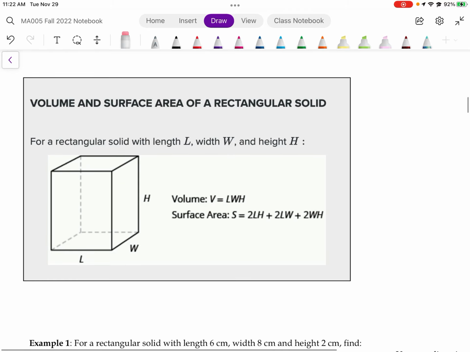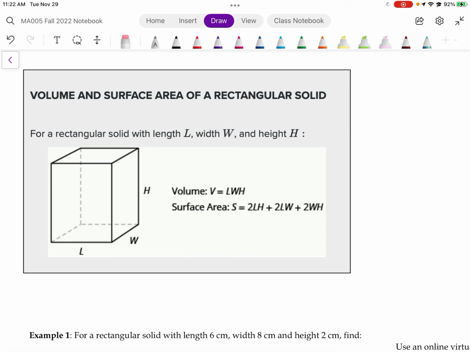All right, so volume and surface area of a rectangular solid. The volume is the length times the width times the height. And the surface area is 2 times LH. Well, why LH? Well, L is here and H is here, and that's going to give us the area of the front. And then you take it times 2, right? And then the same thing, 2 times LW. 2 times LW is going to be L and W. That's going to be the area of the top or the bottom times 2, and so on. All right, and then we've got the width times the height.